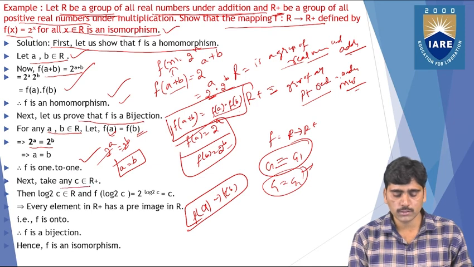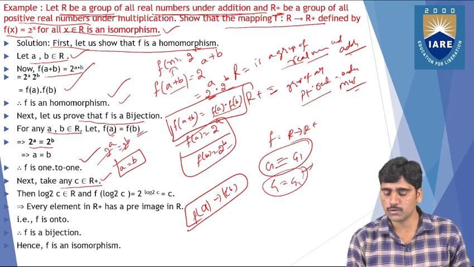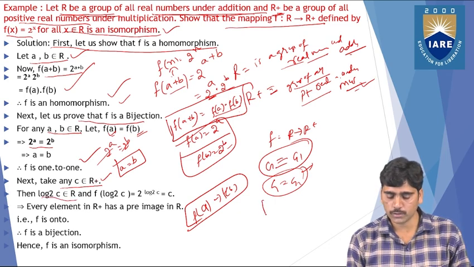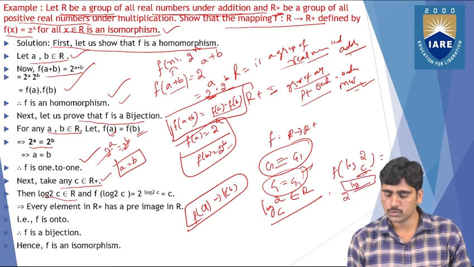So next, take any c belongs to R plus. R plus means the group of positive real numbers under multiplication. So c belongs to R plus, and log base 2 of c belongs to R. And f of log base 2 of c equals 2 power log base 2 of c. So what value will you get? You will get c. The final value is c.